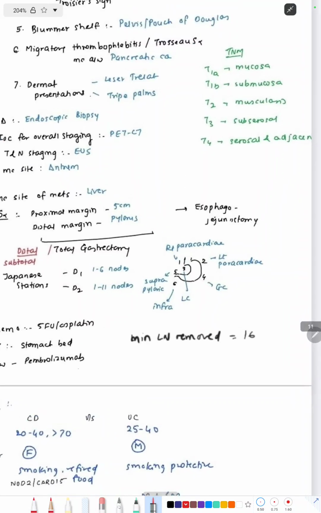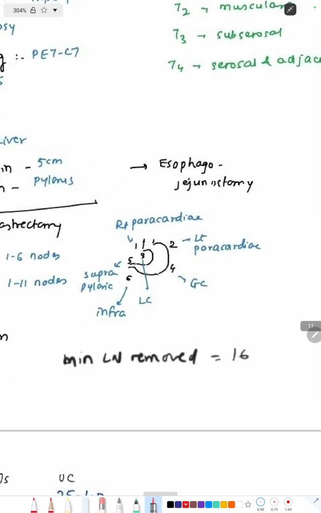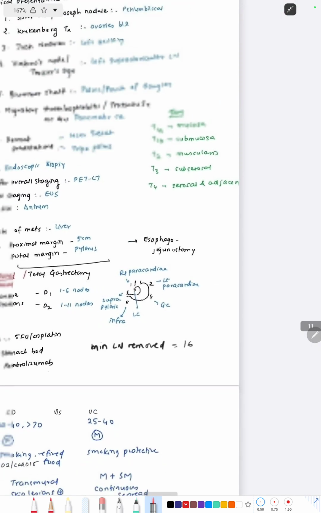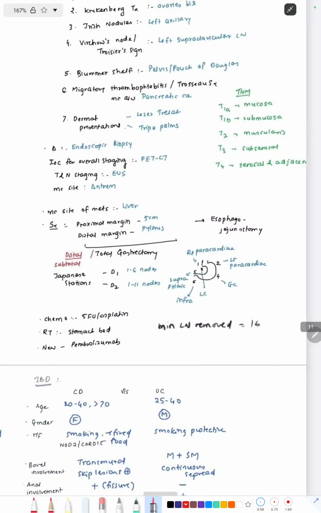Now, where are these first 6 lymph nodes located? First is in the right paracardium, second is in the left paracardium, the third is along the lesser curvature, the fourth is along the greater curvature, the fifth is above the pylorus, and the sixth is infrapyloric in nature. Then the chemotherapy is 5-fluorouracil and cisplatin. Radiotherapy is given at the stomach bed, and pembrolizumab, the PD-L1 inhibitor, is the new immunotherapy agent that is given.